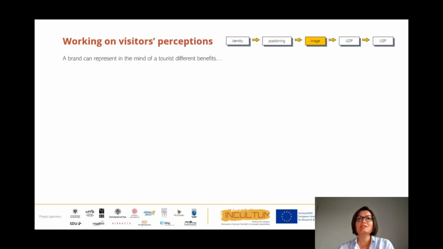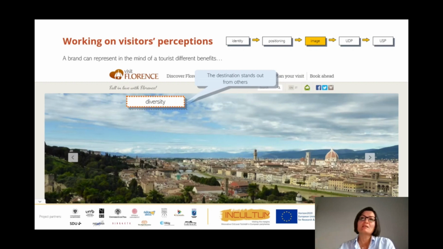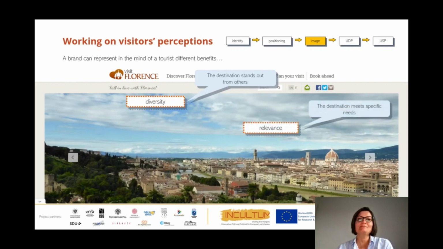We saw that a brand can represent and summarize different benefits in the mind of a tourist. For instance, taking into account Florence as our destination, we can say that its brand can express diversity, and this means that Florence stands out from others. The tourist might think, I want to visit the best Renaissance city in Italy. The destination can express also relevance, which means that Florence satisfies specific needs. And so the tourist might think, I want to visit the Uffizi Gallery.